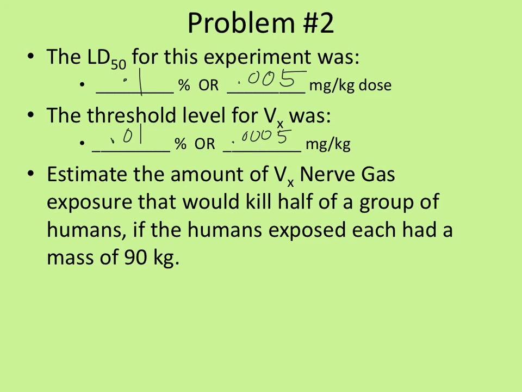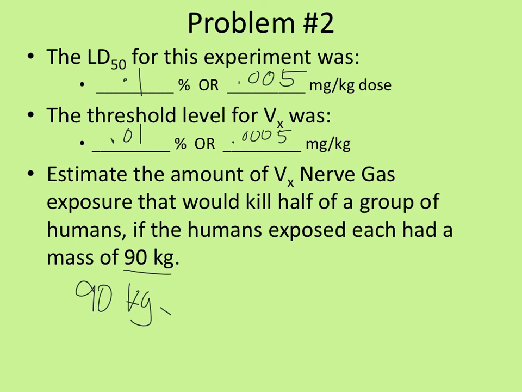Now take this information and apply it to humans. So how much would this potentially, if we had to estimate, because we can't test VX nerve gas on humans, so we're going to test it on rats or something and then apply the data to humans. So how much VX nerve gas might it take to kill humans if the humans that we're analyzing are 90 kilograms? So we're going to take 90 kilograms.